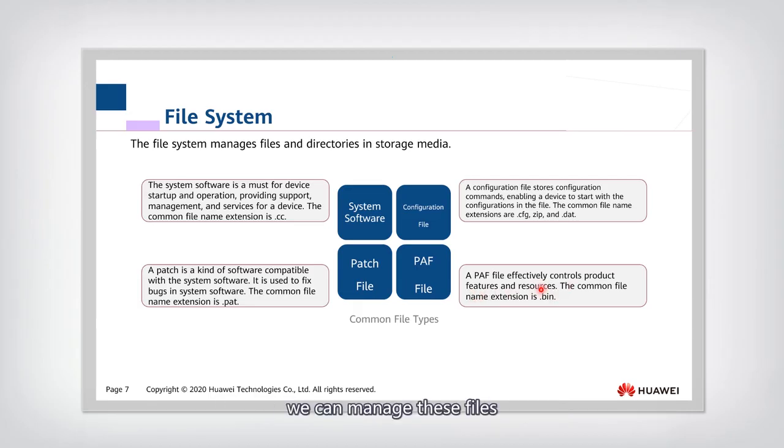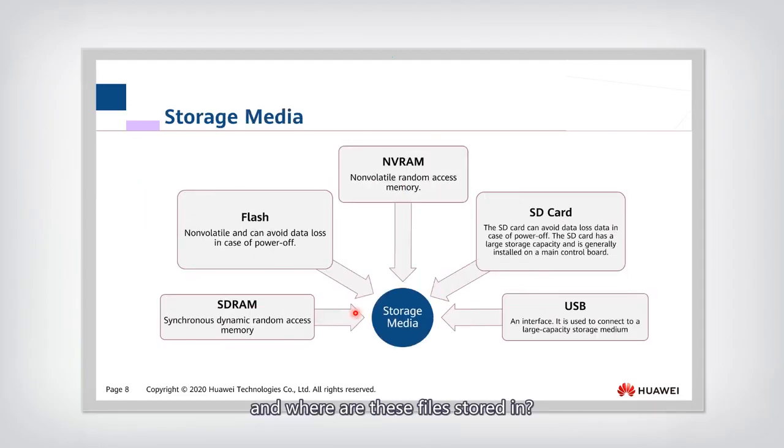We can manage these files using remote login or using the command line. When you access the device, you can manage these files. And where are these files stored? Actually, they are stored in various different media. For example, computers have main memory. Devices also have main memory. That is called SDRAM, the synchronous dynamic random access memory. This SDRAM is actually volatile. So if the power is turned off, the data in the SDRAM is lost.